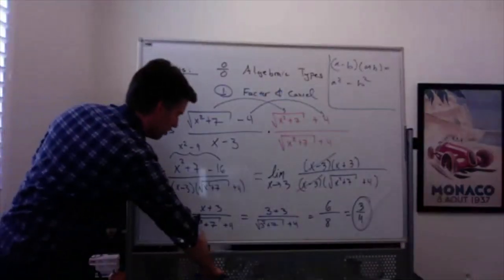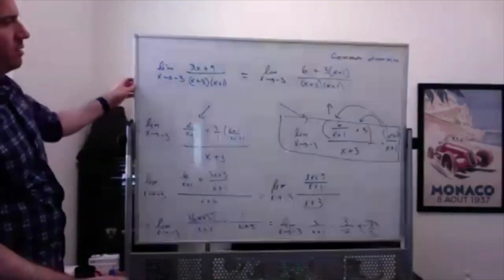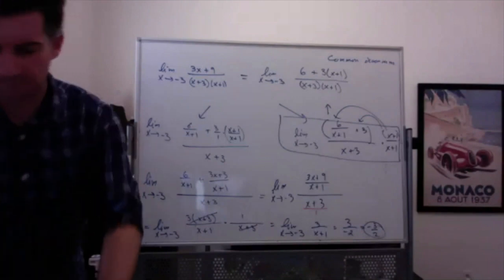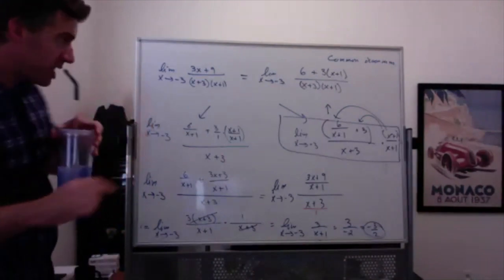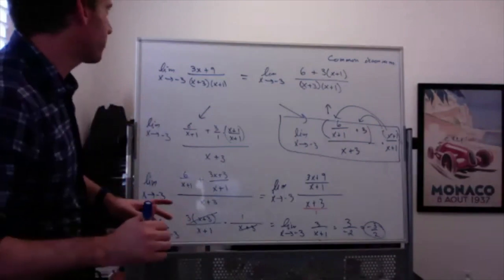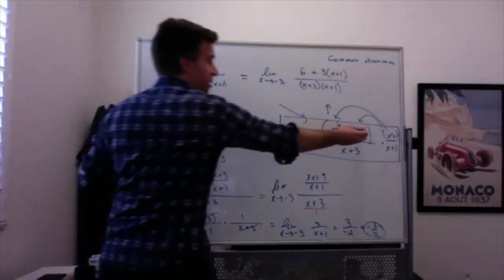So, I have a question. On the other side, where did you get the 3 over 1 to multiply on the first way to do it in the numerator? So I had 3 here, right?